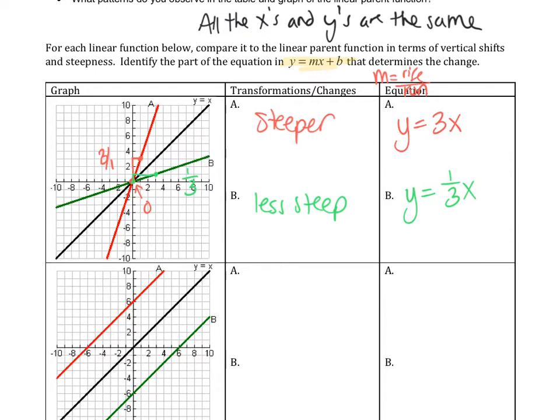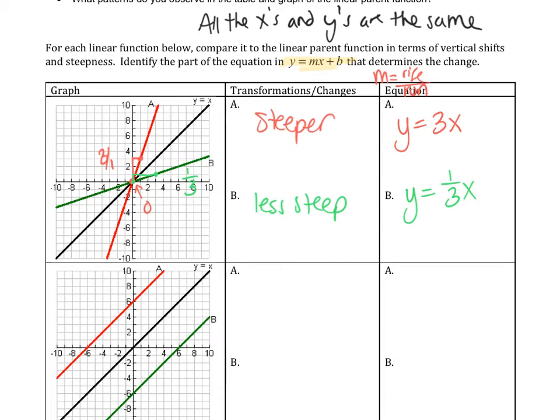So in this first one, the difference between the two equations is they have different slopes. And since that tells us whether it's steeper or less steep, the slope tells us how steep a line is. Notice that the 3 is further from 0 than 1/3. 1/3 as a fraction or as a decimal is closer to 0.